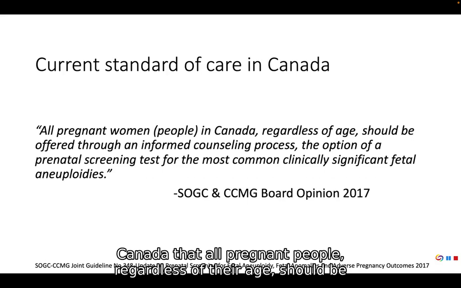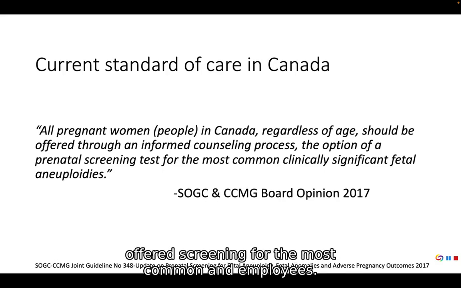It's recommended in Canada that all pregnant people, regardless of their age, should be offered screening for the most common aneuploidies.